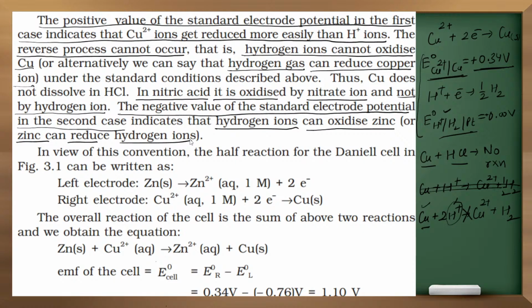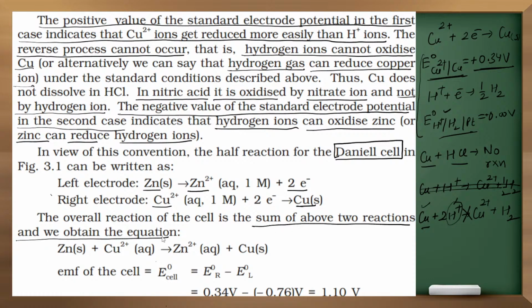So for the half cells of a Daniell cell, you can note zinc can be oxidized and copper can be reduced. The left electrode is zinc and the right electrode is copper, and the overall reaction of the cell is the sum of the above two reactions.